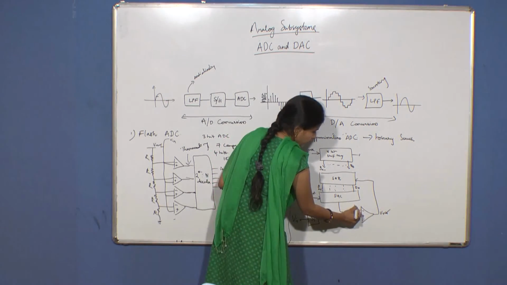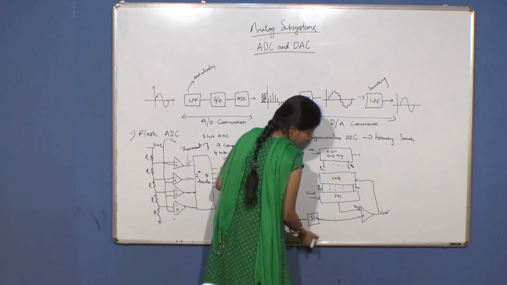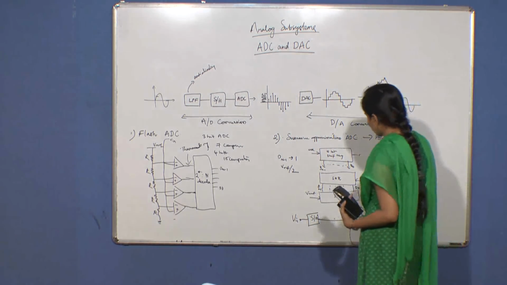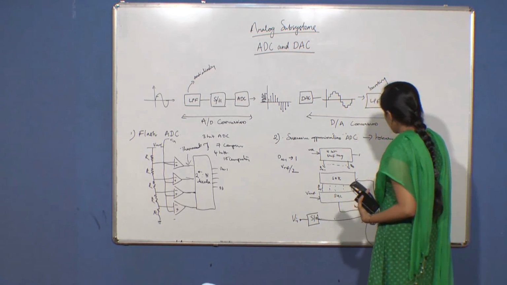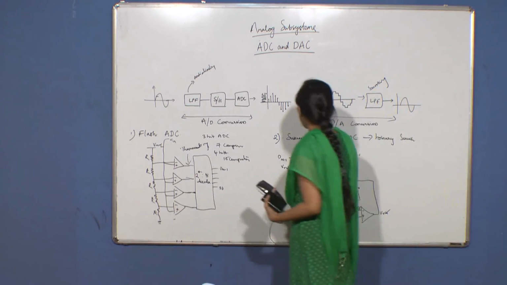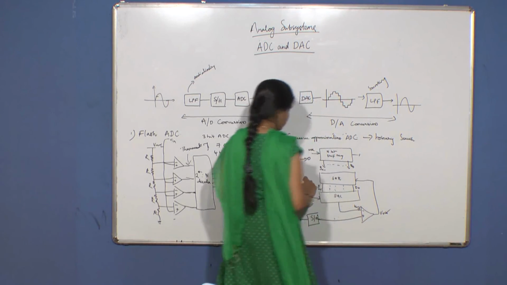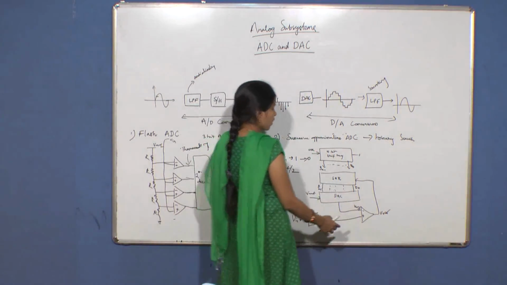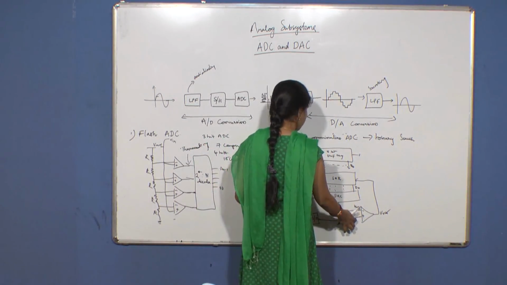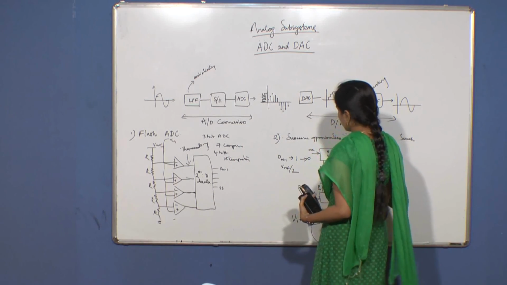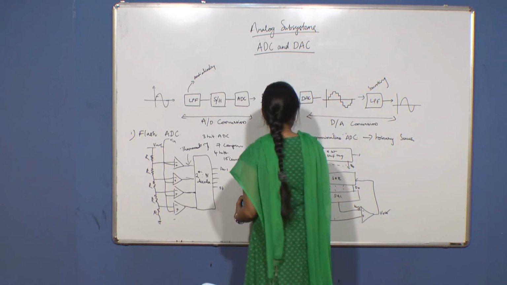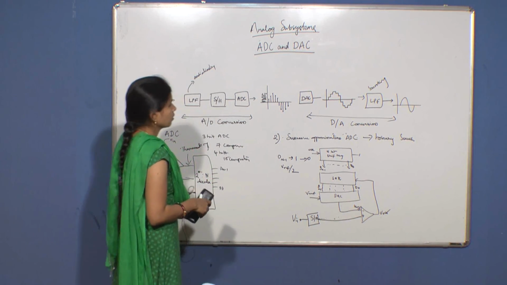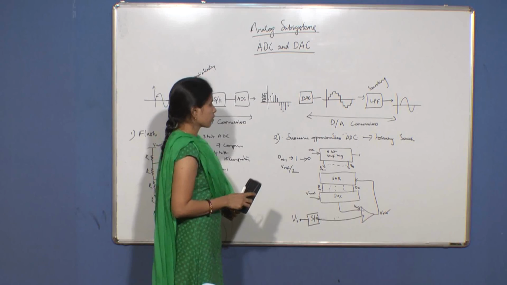Now the V reference by 2 and V in sample are compared, and if V reference by 2 is greater than the V in, then the V out sets the Dn minus 1 to 0 and changes the DAC output to a different value. In the same way, if V reference by 2 is less than the V in, then V out keeps Dn minus 1 at 1 only. So, this is the successive approximation ADC.